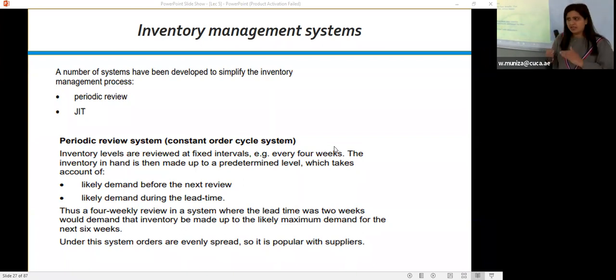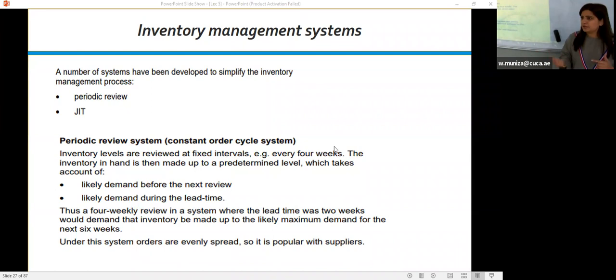We are going to set a predetermined level, and every now and then we are going to review the inventory present in our warehouse and make it reach the predetermined level. Whereas with JIT, we do not have any inventory in our warehouse. So cost of holding becomes nil, but cost of ordering becomes high, because just in time is a method in which we order only when the need arises. Got it? Otherwise, we are not going to order.